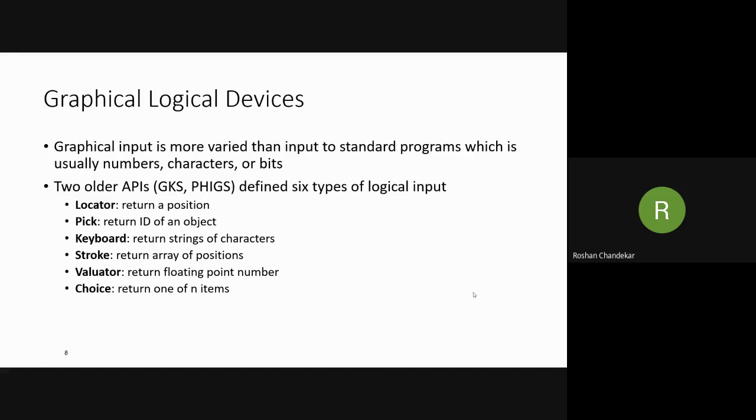Keyboard returns a string of characters. Stroke returns an array of positions, meaning the object we have found and picked, we can stroke, which returns the positions of that particular object. Valuator returns a floating point number, the calculated value for that particular object. And choice returns one of n options, whichever option we choose to select. These are the logical devices that we use in the program.